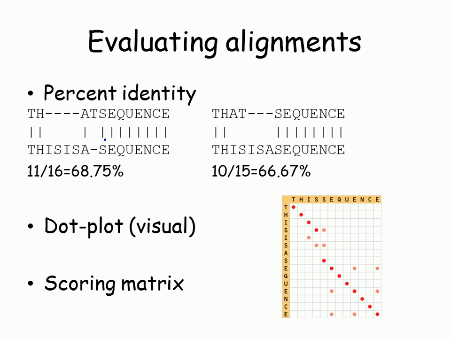Okay, so in this example, for this alignment, you count the number of times that the residues match up. So you have 11 matches. And the length of the sequence, the length of the longer sequence, or I guess in this case we are using the length of the alignment. So the total number of positions here is 16. And you divide 11 by 16, you get 68%. Okay, so these two sequences are 68% identical.